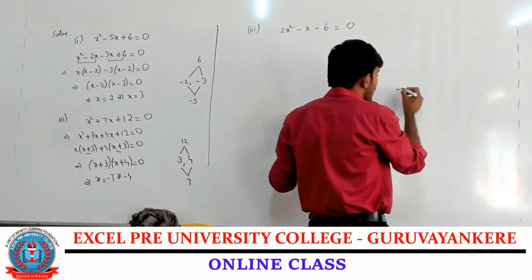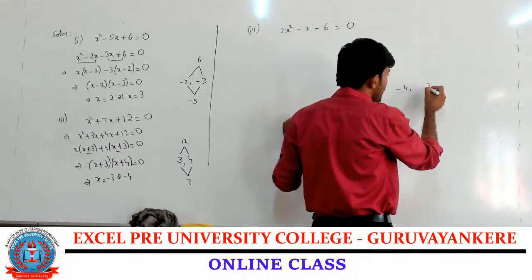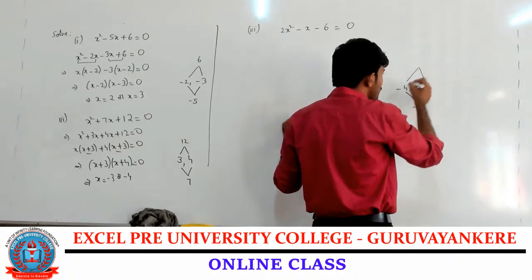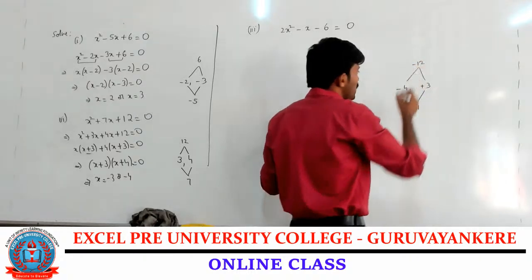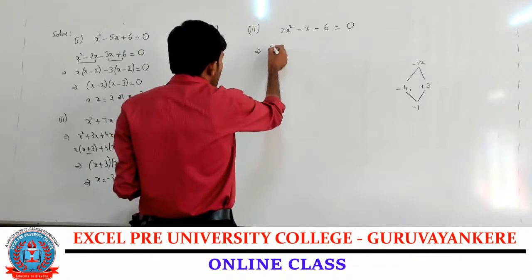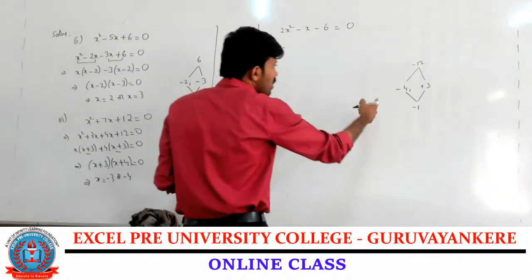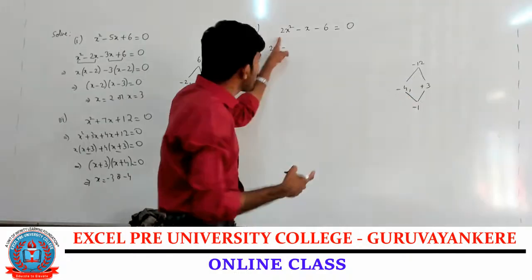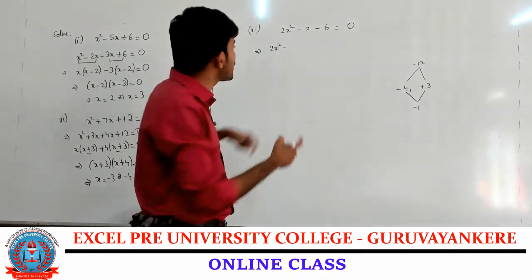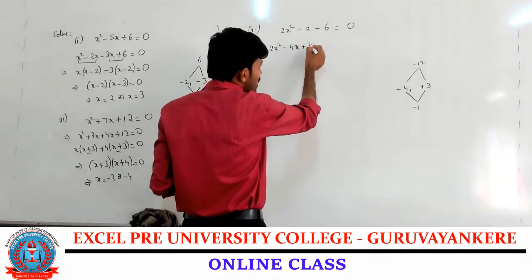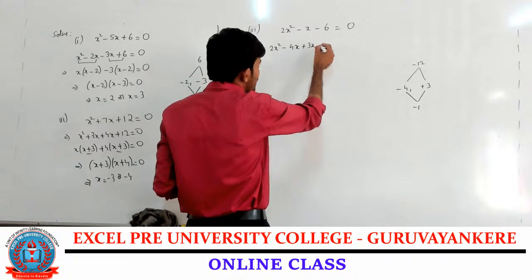So which will be satisfying? Minus 4 and plus 3, right? If you add this, we get minus 1. If you multiply this, minus 4 into 3 is minus 12. Correct? From this, we can write 2x squared minus 4 plus 3 is minus 1. Minus 4 into 3 is minus 12. 2 into minus 6 is minus 12. Right? So split this, minus x is minus 4x plus 3x. Minus 4 plus 3 is minus 1.